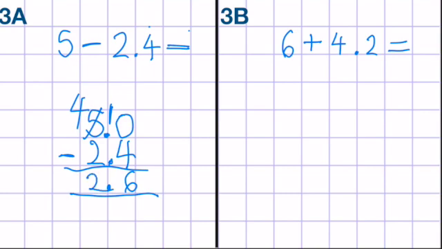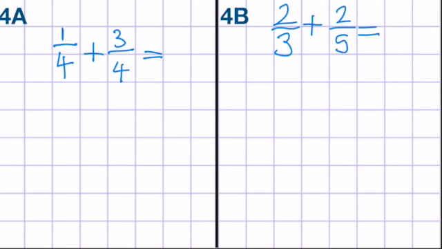Now, 6 add 4.2, we don't actually need to do any adding of zeros or decimal points. Because if we do 6 add 4 is 10. And then we add the 0.2, the answer is 10.2.